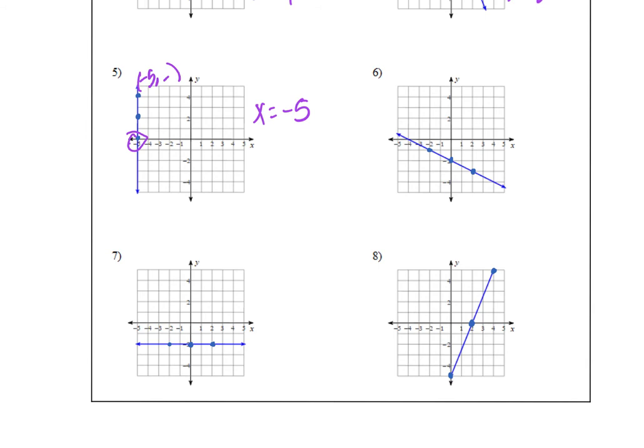6 is a normal kind of line. We need the slope and the y-intercept. Let's see, y-intercept is -2, and the slope is, looks like down 1, right 2, so that's -1 over 2.